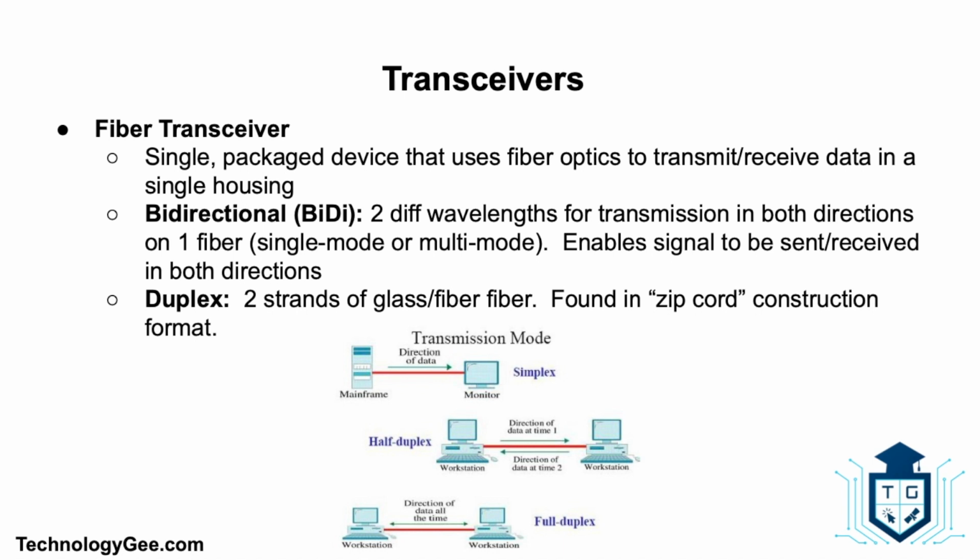The first type we have is called bidirectional or BIDI, and this usually consists of two different wavelengths to achieve transmission in both directions on just one fiber, whether it's single mode or multi-mode. In a bidirectional transceiver, the signal is sent and received in both directions by different center wavelengths. And then the next one we have is duplex. A duplex fiber cable consists of two strands of glass or plastic fiber, typically found in a zip cord construction format. This cable is most often used for duplex communication between devices where separate transmit and receive are required.